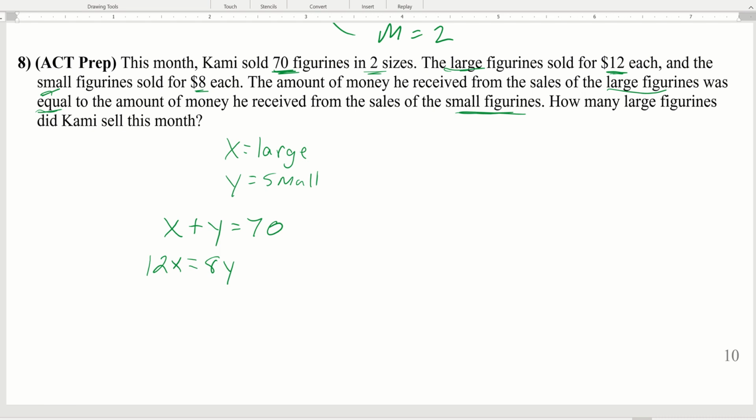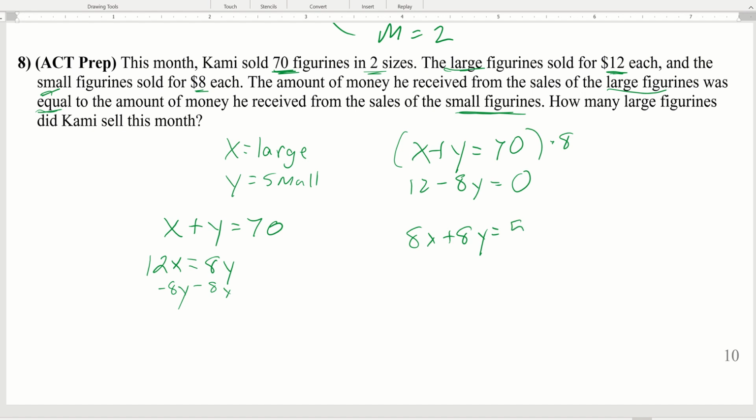I feel more comfortable with elimination on this one. So with elimination, what you'd want to do is bring that 8y over so that the x and the y are in the same spot. So we would have x plus y equals 70, and then this guy would be 12x minus 8y is equal to 0. Now you need to have these guys match. I think I would multiply the top by 8 to have the y's cancel. So we have 8x plus 8y is equal to 560, right? Because I multiplied the two together.